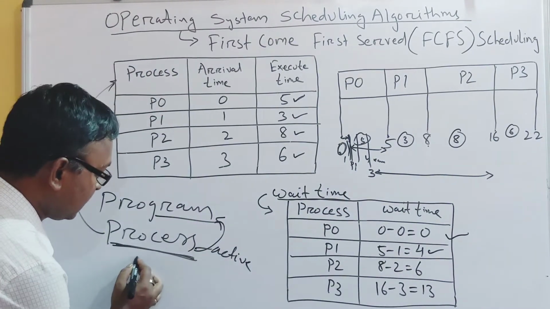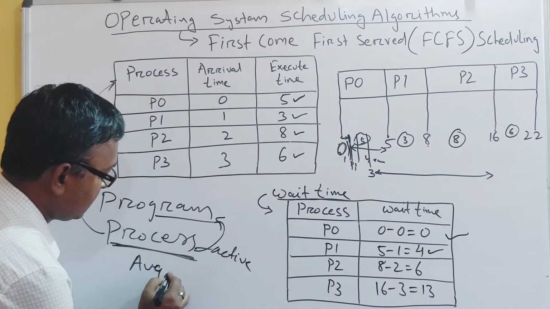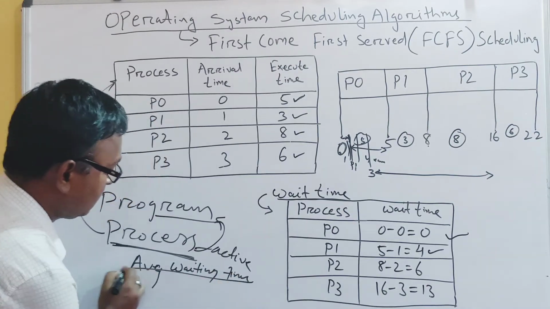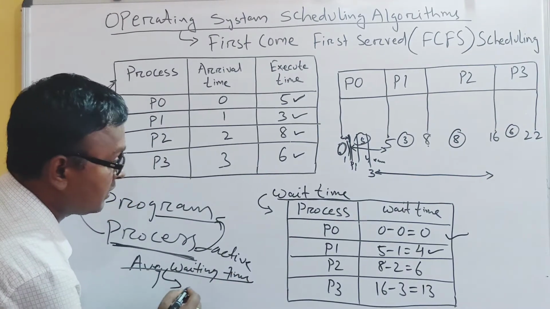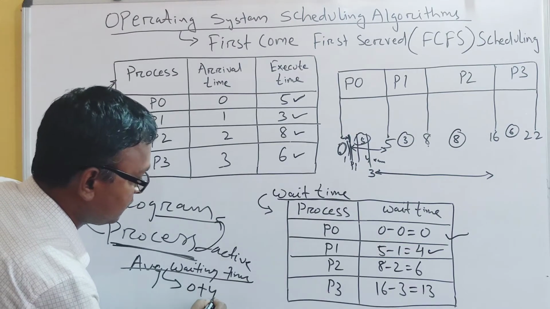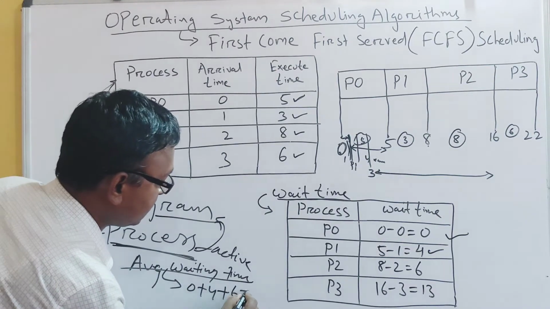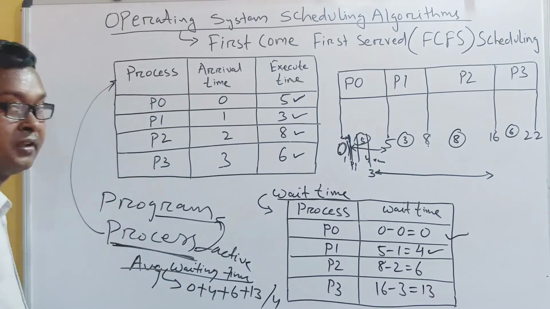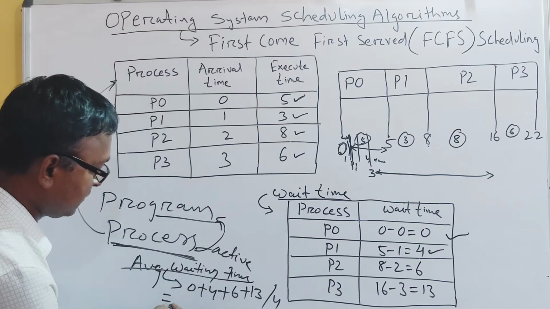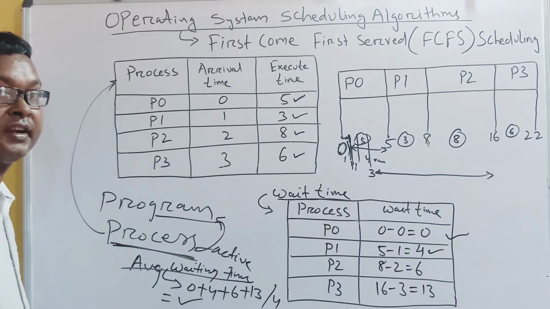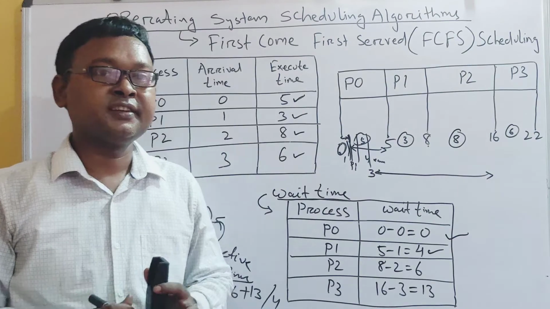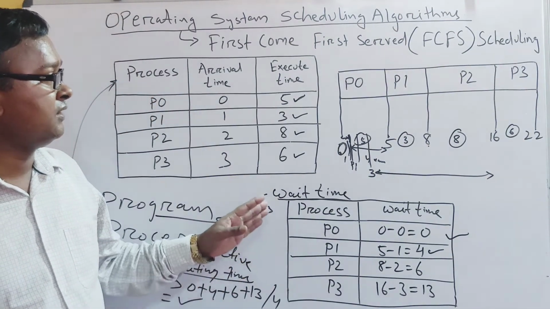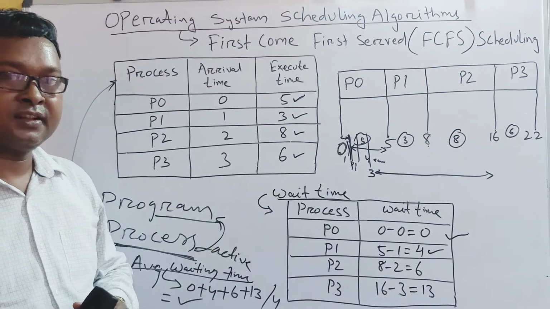So what is the average waiting time? The average waiting time is 0 plus 4 plus 6 plus 13 divided by 4. So you calculate it and you can get the average waiting time for the processes. Okay. So this is about the FCFS scheduling algorithm.